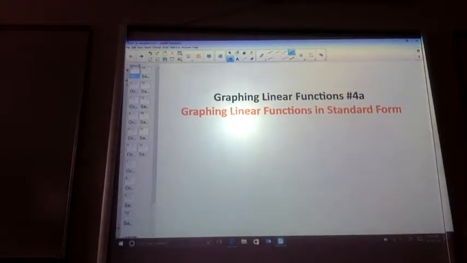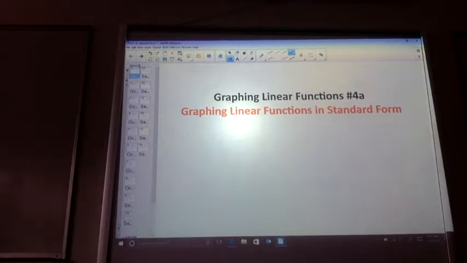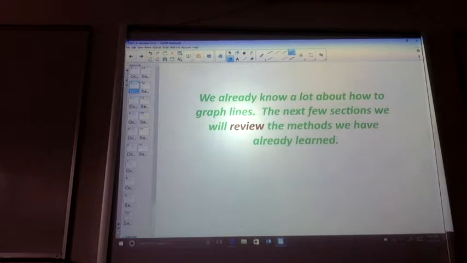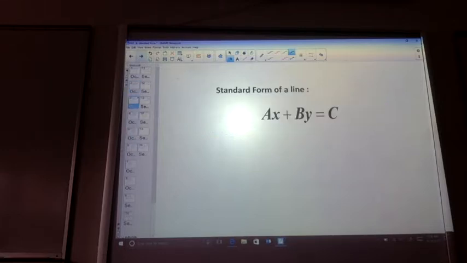What's the benefit of any of them or all of them? One, linear equations are a building block to all the rest of the graphing scenarios out there. So let's take a look. We already know a lot about how to graph lines, but we're going to review some methods that you might have already learned. And if you don't know it, this is a fantastic method. So standard form, you have ax plus by equals c, where a, b, and c happen to be numbers.